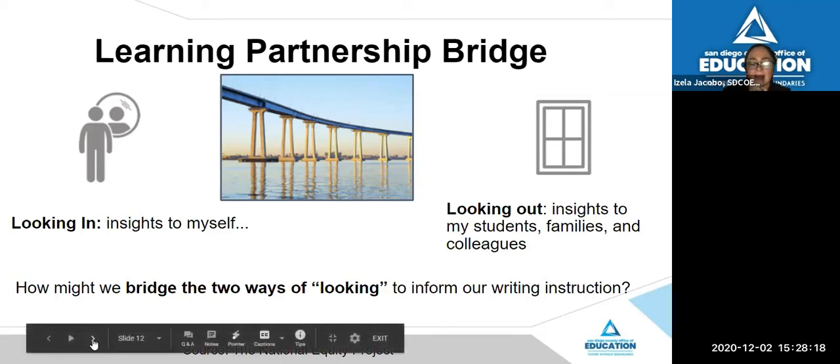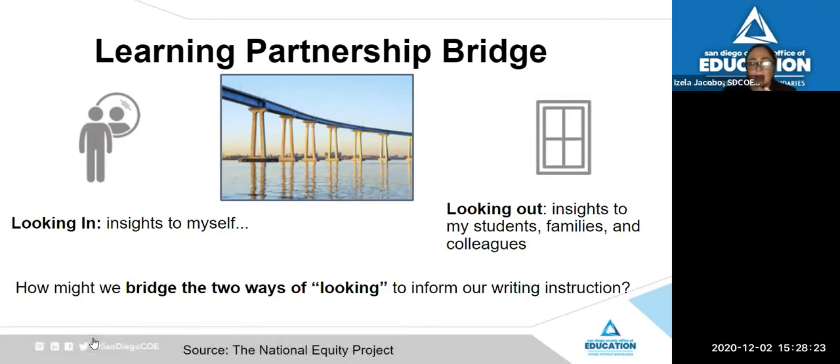So I'd like for us to stop here for a couple seconds and have you reflect on how we might bridge the two ways of looking to inform our writing instruction. Recognizing that those two ways are looking in, so insights to myself, and looking out, so looking at our students, our families, our communities, our colleagues. How do we bridge those two ways of looking to inform the designs that we're creating to teach writing to our English learners? So let's take a couple seconds to reflect on that.